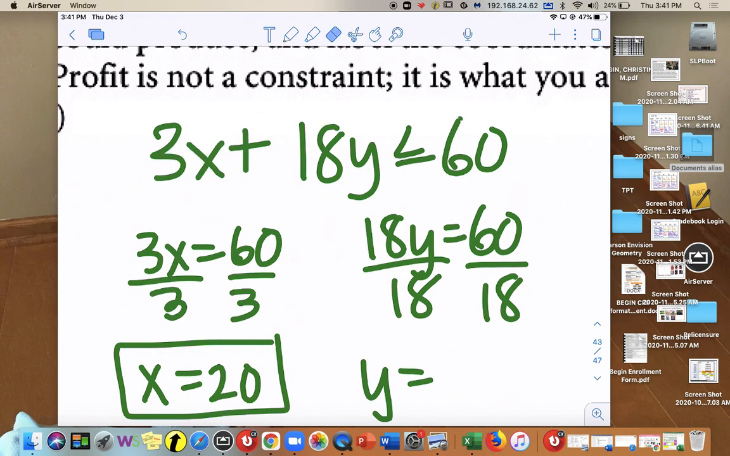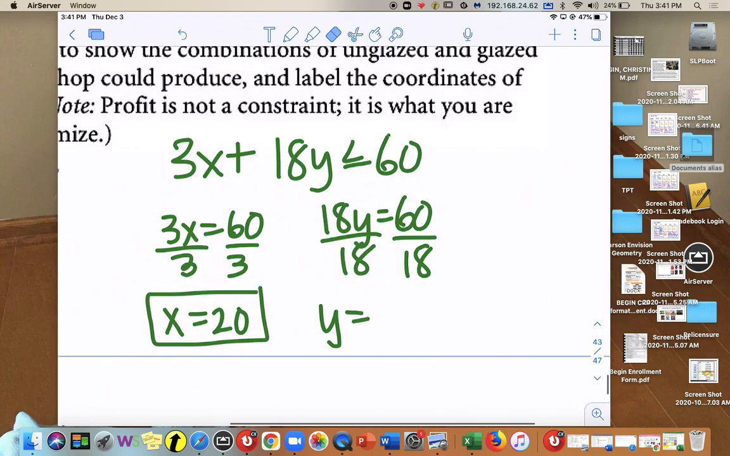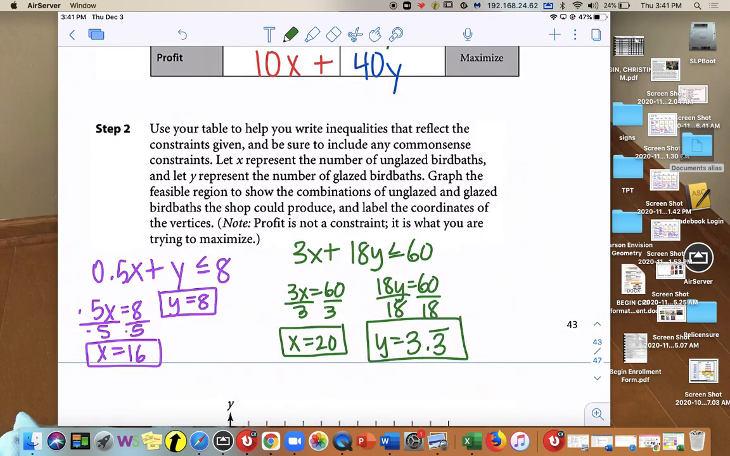And I can't do that in my head. Let me grab my calculator. Okay, 60 divided by 18. Oh, it's 3 1/3. So 3.3 repeating, or 3 1/3. All right, so we'll have to graph that.